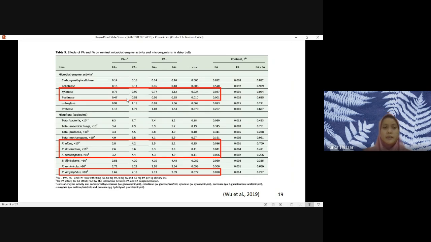pantothenic acid. And also about the microorganism in the rumen, we can see with the addition of pantothenic acid, the number of Ruminococcus albus, Ruminococcus flavefaciens and, I'm sorry, I forget, F. succinogenes, and the last one, Ruminococcus amylophilus, is increased.